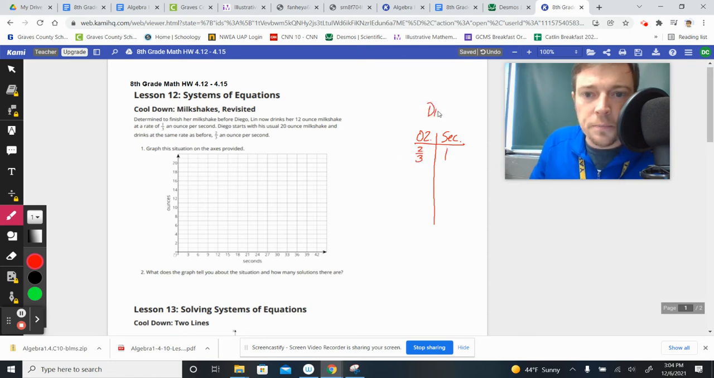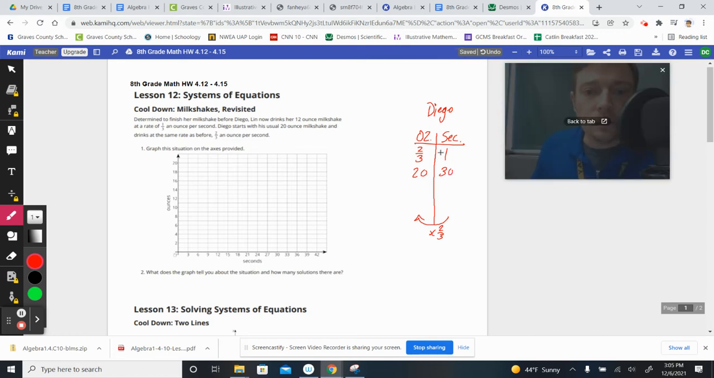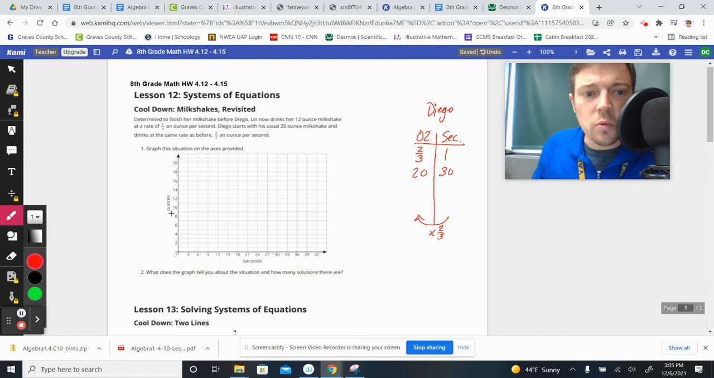This is Diego. And we found out in class that for him to finish his full 20-ounce milkshake, we multiplied by the constant's reciprocal because that's our constant to get over this way. So we could multiply by 3/2 to get back or divide by 2/3. And that told us that he was going to finish in 30 seconds. So Diego is going to down this 20-ounce drink, which is where he starts. It's going to take him 30 seconds to get it done, which is right here.